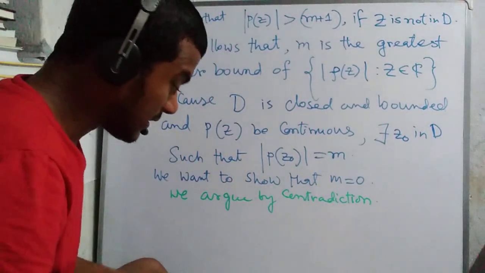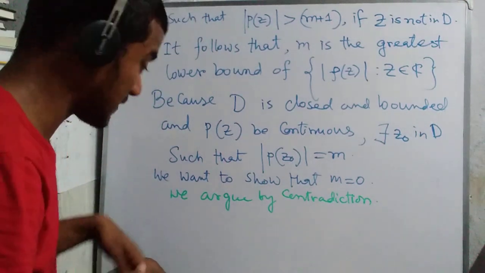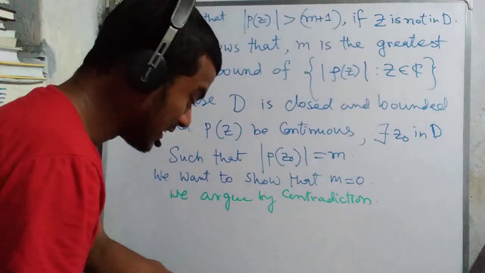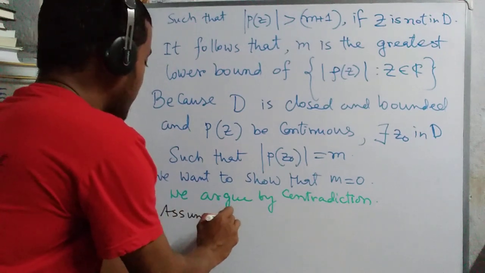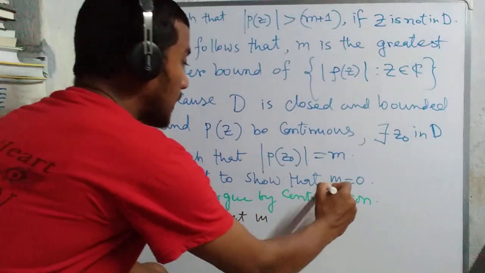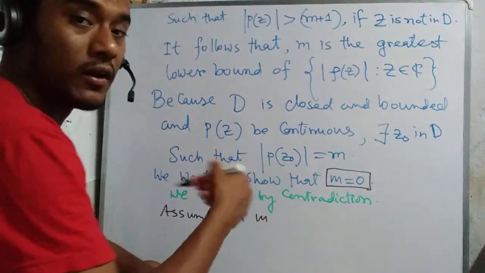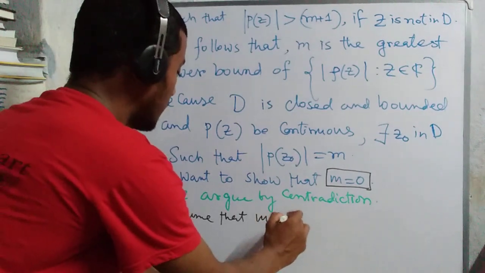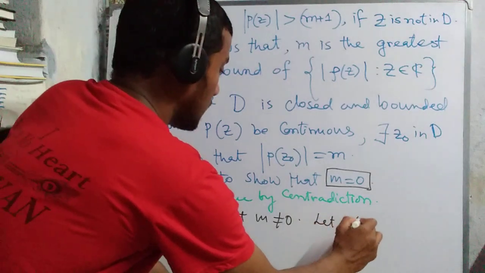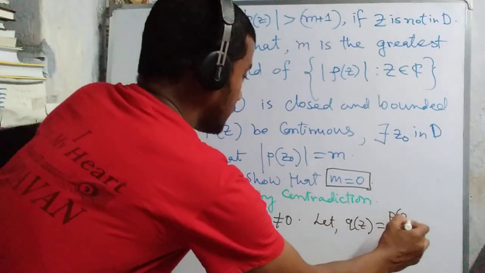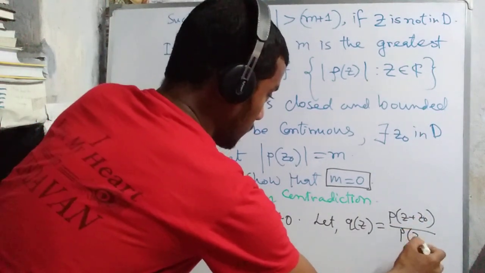Then what happened? Now some space is left, so we do it here. Assume that M is not equal to 0. That means we have to prove that M equals 0, but we are going to prove it by contradiction. So we assume that M is not equal to 0. Then let q(z) equal p(z plus z0) divided by p(z0).